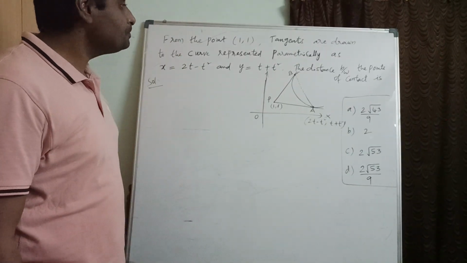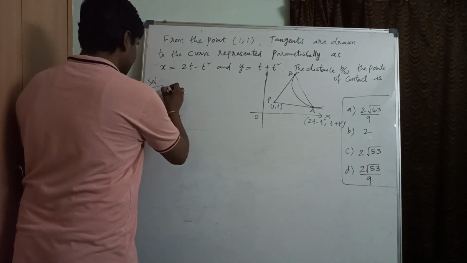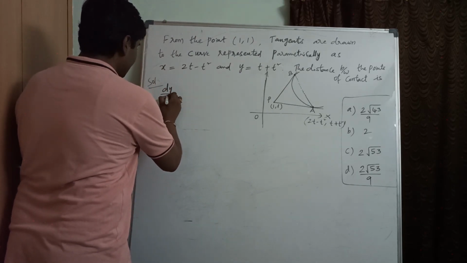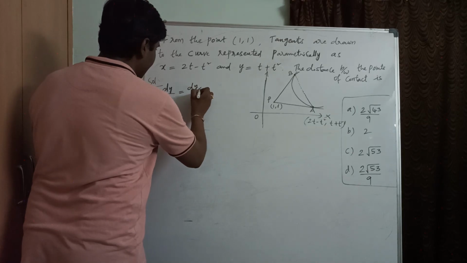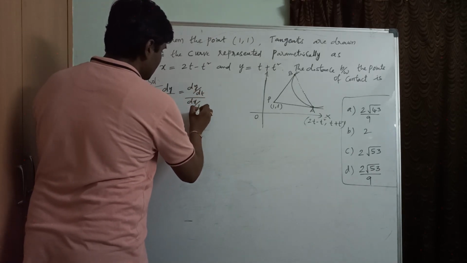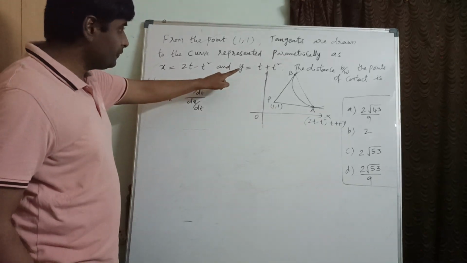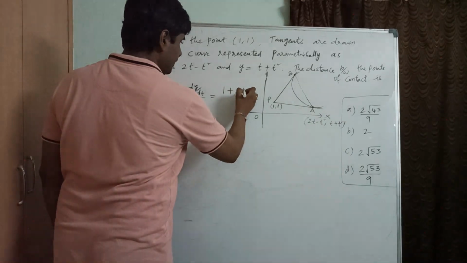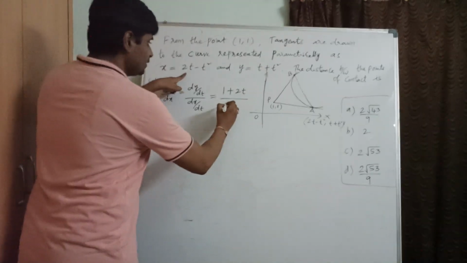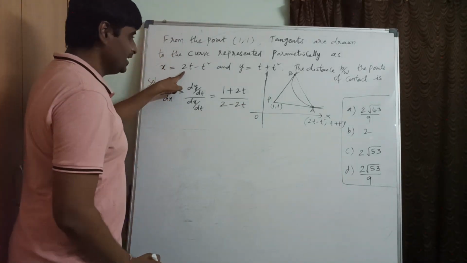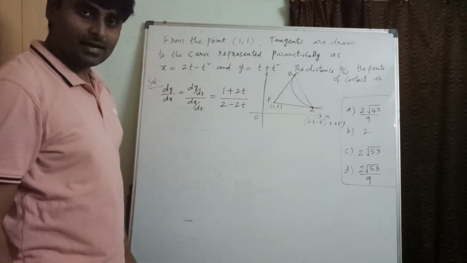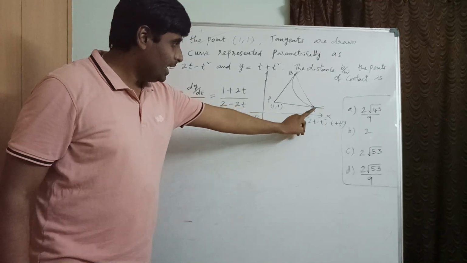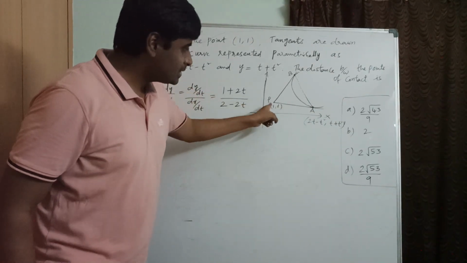Correct? So now let us quickly find dy by dx. Just try to understand here. dy by dx equals dy by dt by dx by dt. That we know, finding dy by dx from parametric form, right? So now differentiate this one. So 1 plus 2t, correct or not? 1 plus 2t by, what is the slope of this one? 2 minus 2t. That's it. Correct? So this is the slope from the curve, but the curve itself, the point of contact here, is in parametric form. And this slope will obviously equal the slope of PA.